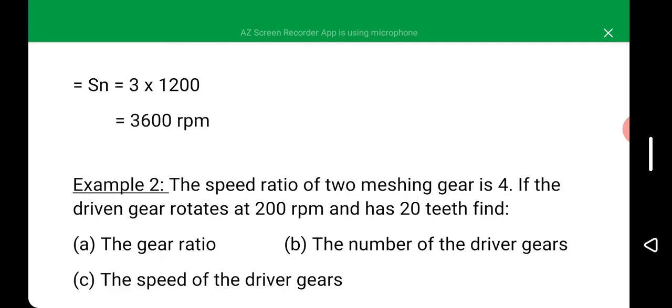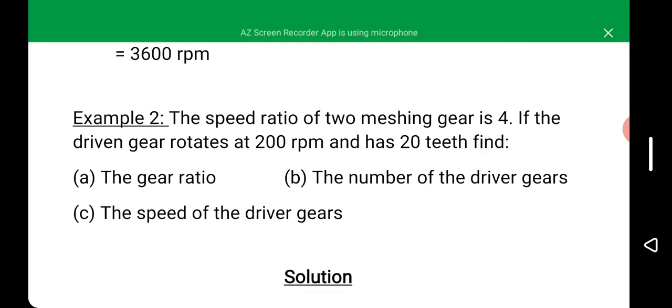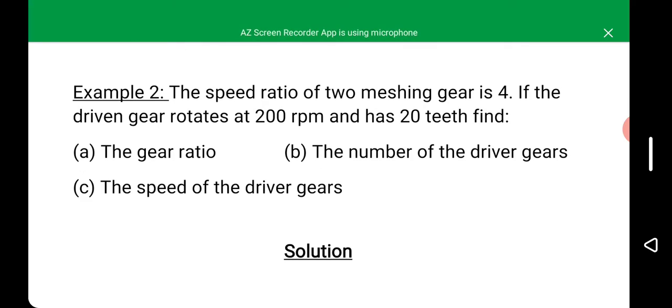I hope you are getting it. Now, if you look at the second example, you will see that this question is different from the first one because this one is more complex. And yet, it's also simple.